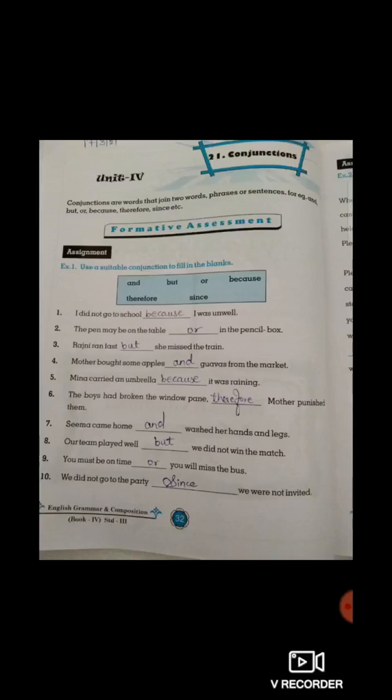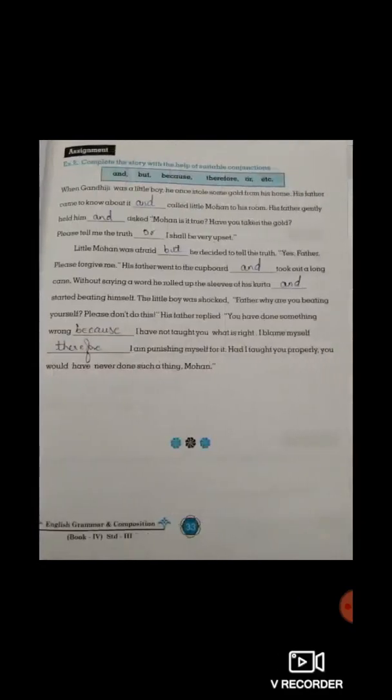So students, we had completed the page number 32. Now move to the next page. So here page number 33, exercise number 2, complete the story with the help of the suitable conjunction. Now students, after watching this video, I am going to send you the picture of this lesson so that you can complete the notes.